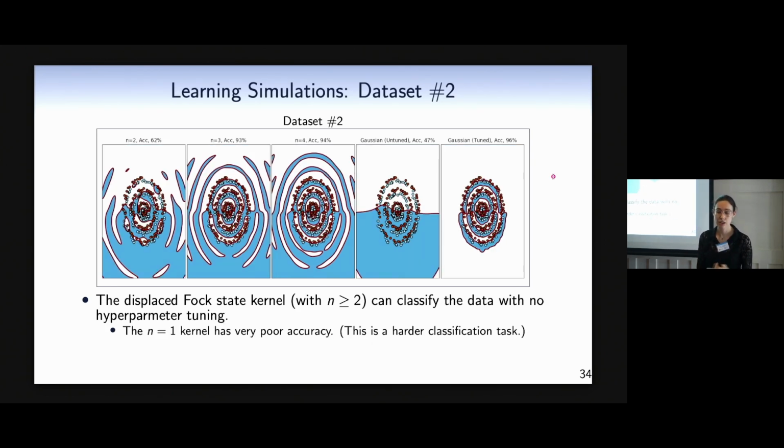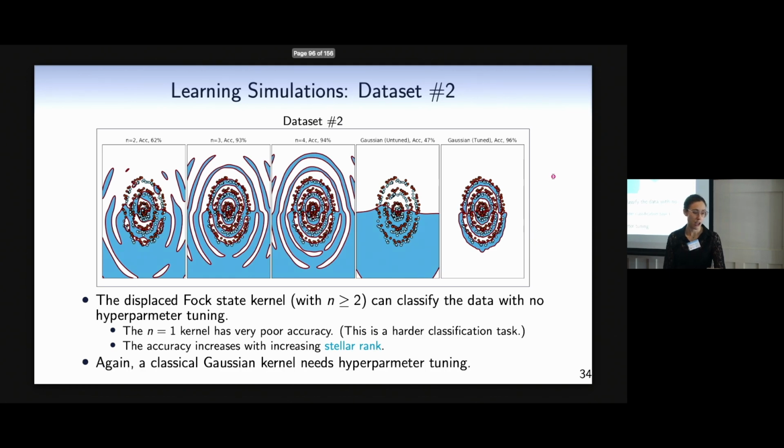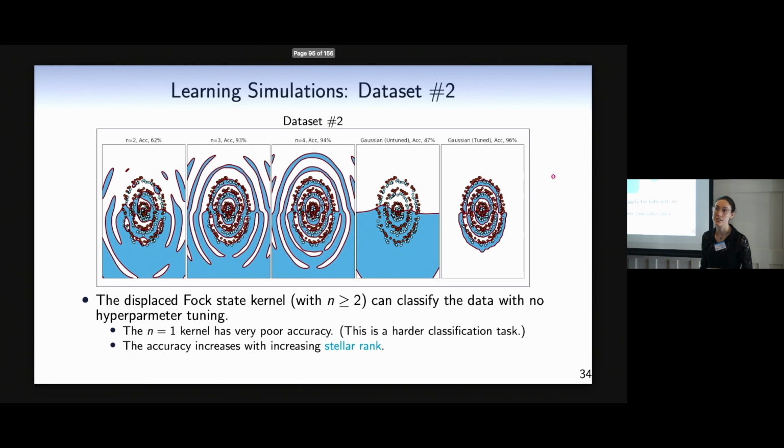You see something similar in data set 2, so the extra complexity does make things a bit more challenging. You need to go to n equals 3. N equals 1 isn't shown, but you need to go to n equals 3 before you start to really see accuracy above 90%. So it is a harder classification task. You see the same, so the accuracy again is increasing with stellar rank. And again, you need the hyperparameter tuning in the Gaussian to get similar accuracy.